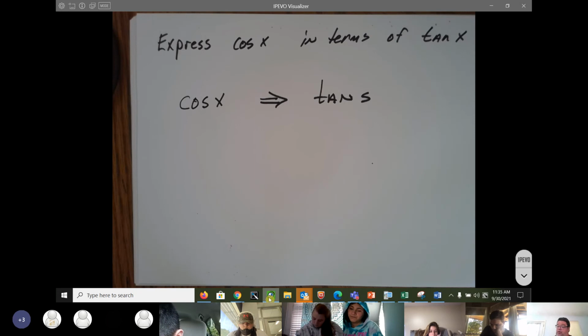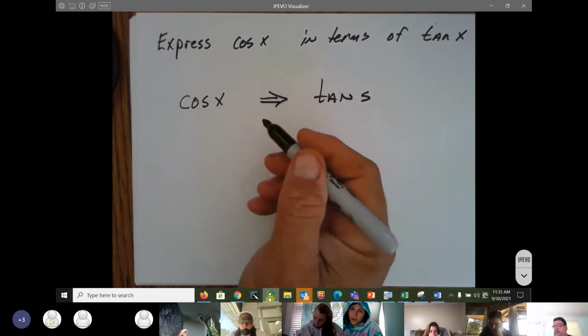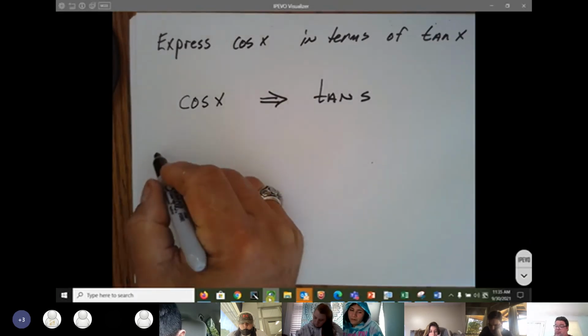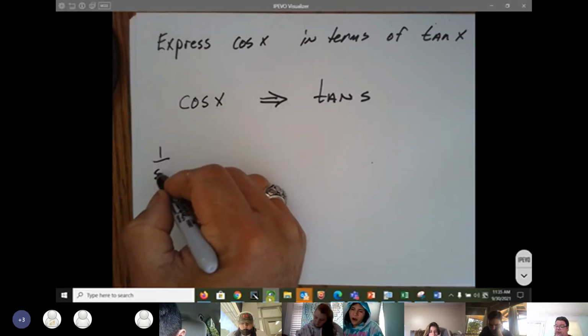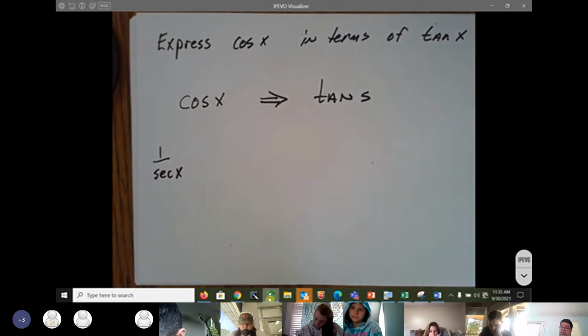Now, you've already started with the cosine. So the cosine is equal to 1 over the secant. I'm just writing down some things over here. There is a relationship between secant and tangent, but that's not going to help you. The cosine is also equal to, you can solve one of the Pythagoreans.